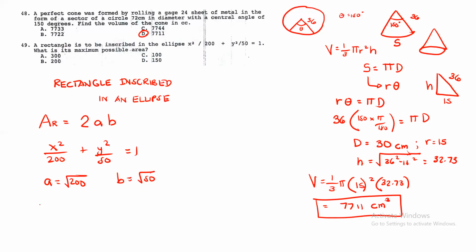So if we substitute in the area formula of the rectangle, 2 times square root of 200 times square root of 50, we get 200. So the answer is letter B. That is our shortcut formula for the area of a rectangle inscribed in an ellipse: 2AB.